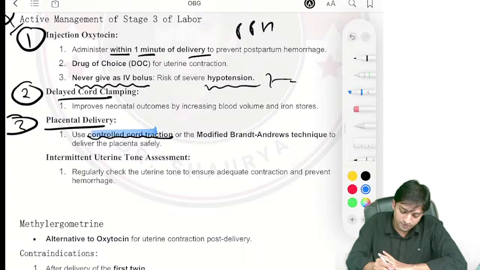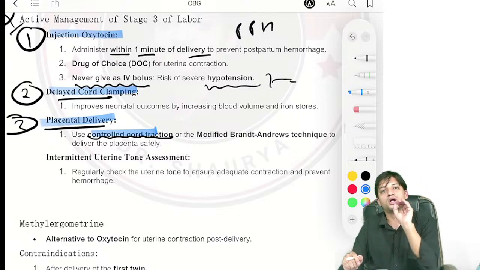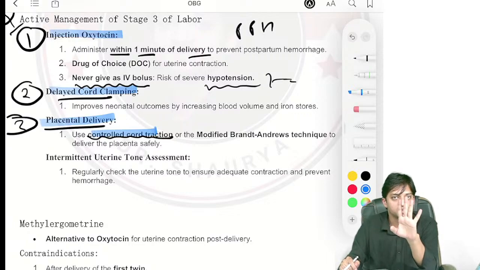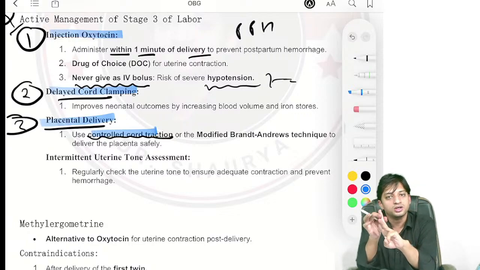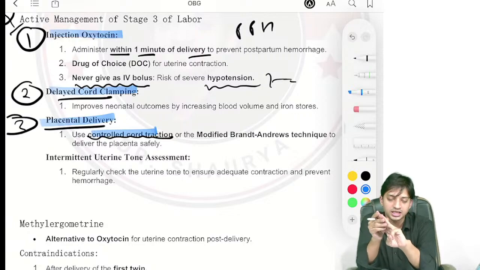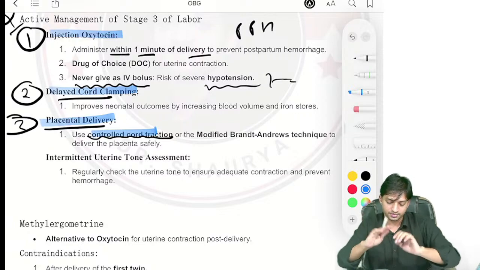This is more than enough for you guys. These points are only important from your examination point of view. Just 3 points. One, oxytocin; two, delayed cord clamping; third is placental delivery via controlled cord traction. Done.